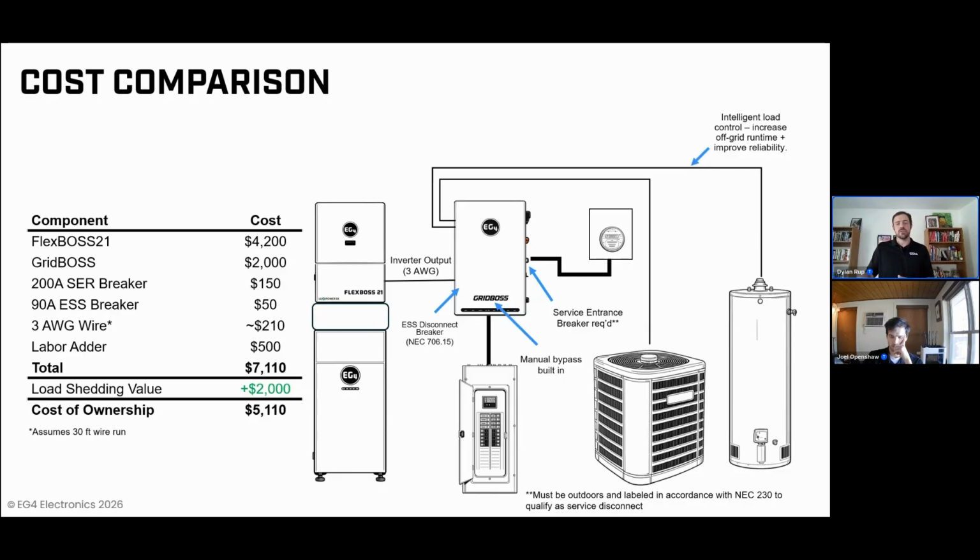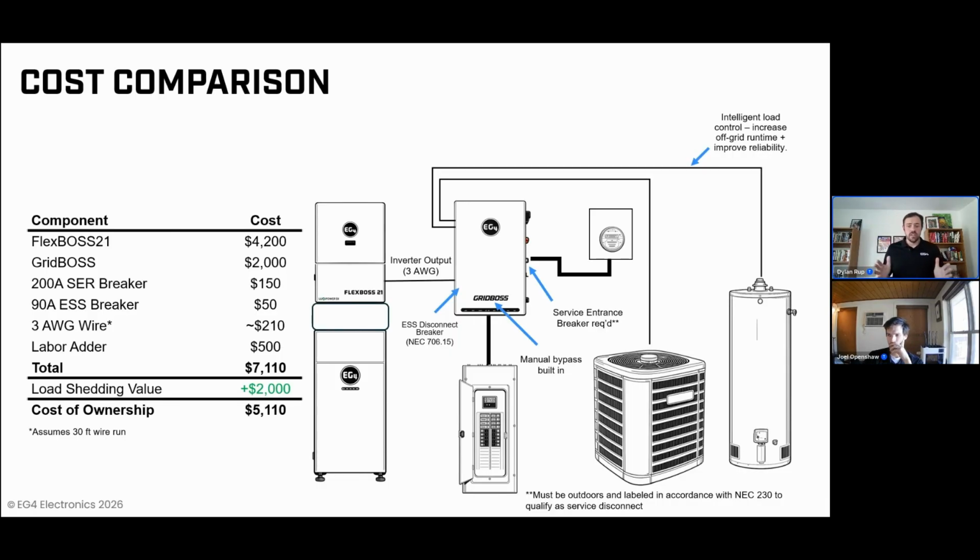Further, because we only have to run a single conductor between the inverter and the MID, and that conductor only carries the power output of the inverter itself, we're able to use not only fewer runs of conductor, but a much smaller conductor size, because again, we're only carrying, with a FlexBOSS 21, 90 amps worth of continuous output, as opposed to the 200 amps worth of capacity that we had to support with that internal MID.